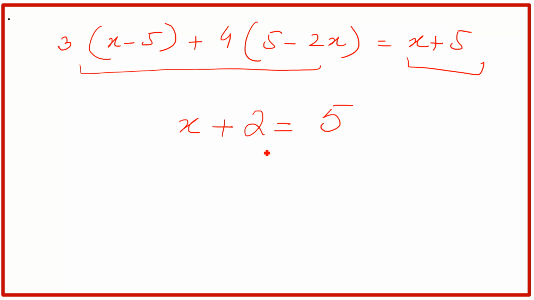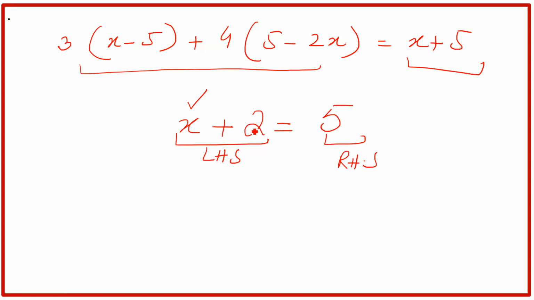The easiest way: here you have to find out the value of this variable x. We do not want anything else. This is the left hand side of the equation and this is the right hand side of the equation. You have to find out the value of x, and x is on the left hand side. We do not want anything else here on the left hand side.